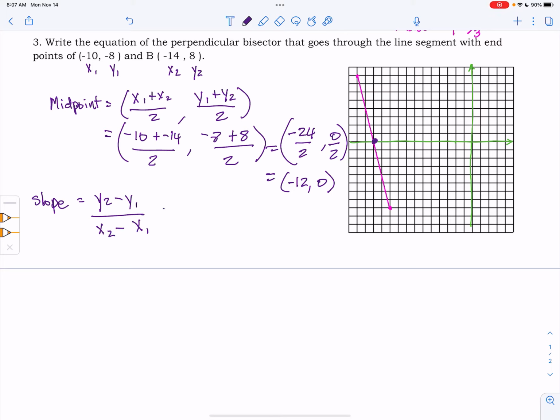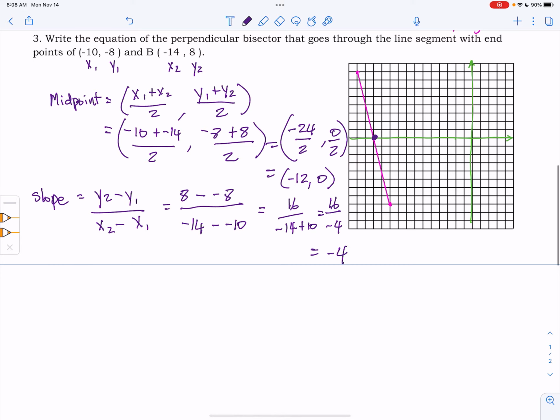And so plugging these numbers in that we have here, we have y2 is 8, so 8 minus negative 8 over negative 14 minus negative 10. And so simplifying that, we get 16 over negative 14 plus 10. So that gives us 16 over negative 4, ultimately giving us negative 4.